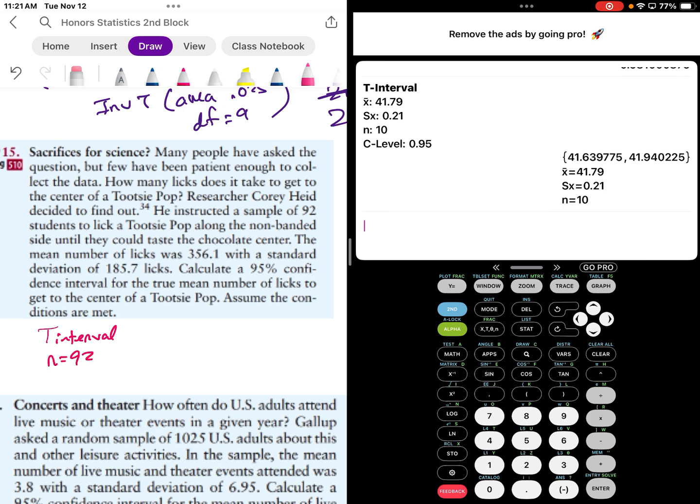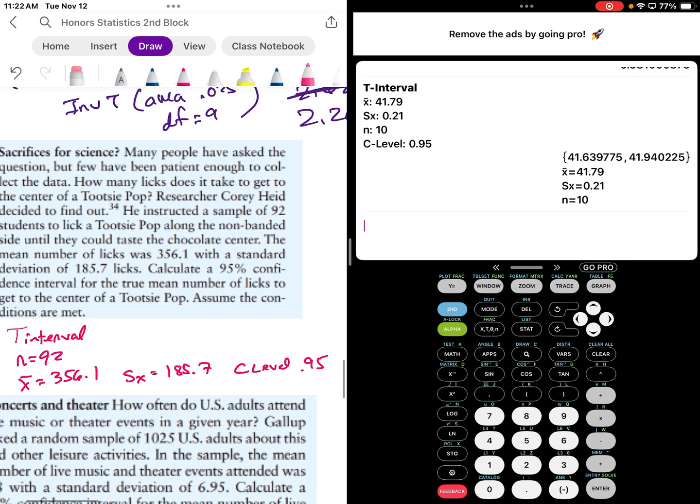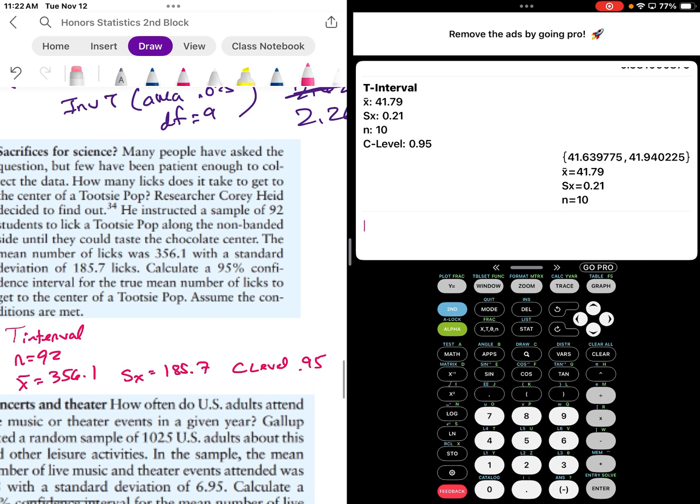Had them lick a Tootsie Pop to see how long it would take to get to the center of the Tootsie Pop. The mean number, so X bar, is equal to 356.1. Standard deviation, so that's SX, is equal to 185.7 licks. And my C level is 95%, so 0.95. So that's all I need to pull out. I'm ready to go ahead and do my confidence interval. Those are the things I'm going to type in.